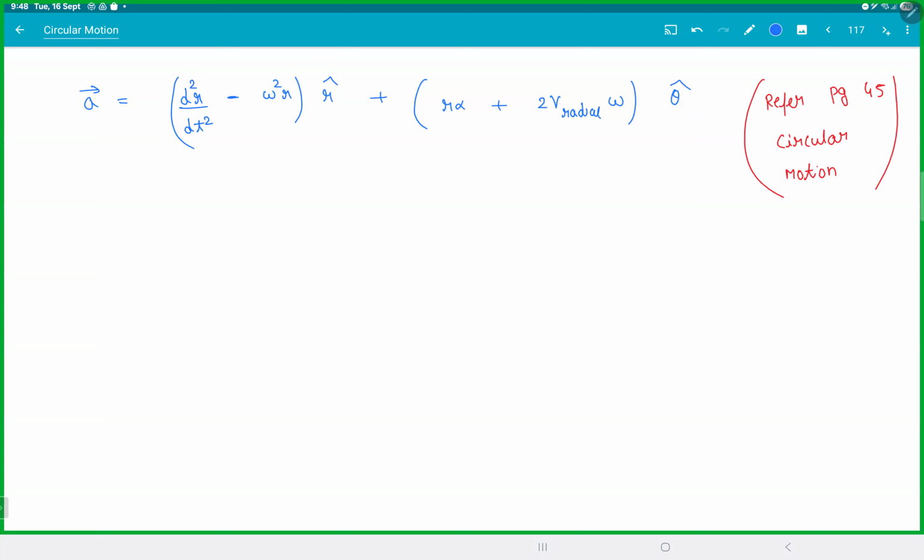So now for simplicity, every time you're writing the d square r by dt square, I'll just make it a little simpler. We'll just put r double dot. Generally r dot implies the first differential. r double dot is d square r by dt square, the double differential. Just to keep it a little easy. And r dot omega is v radial.